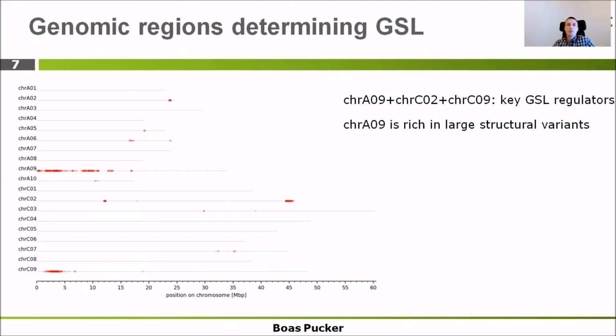Here you can see the results for the glucosinolate analysis, where we try to identify genomic regions that are responsible for high or low content. And we see a strong signal on chromosome A9, on chromosome C2, and on chromosome C9. And these are regions where key regulators of the glucosinolate biosynthesis are located. And again, we are now looking into these regions in more detail to find the individual genes that are responsible for high or for low GSL content. It is interesting to know that this region on chromosome A9 is rich in large structural variants, so this might be associated with the phenomenon that we see on the phenotypic level.